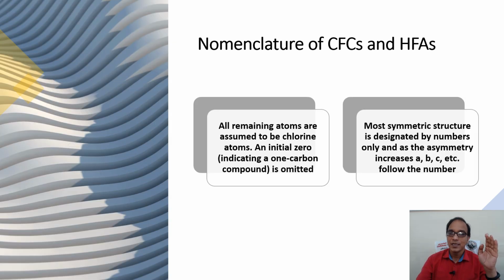Now what about the remaining atoms? All remaining atoms are assumed to be chlorine atoms. If there is an initial 0, it indicates a 1 carbon compound and it is omitted when we say the name, like CFC 12. It means it is CFC 012. A more symmetric structure is designated by numbers only, and as the asymmetry increases, you add A, B, C, etc. following the number. Okay.